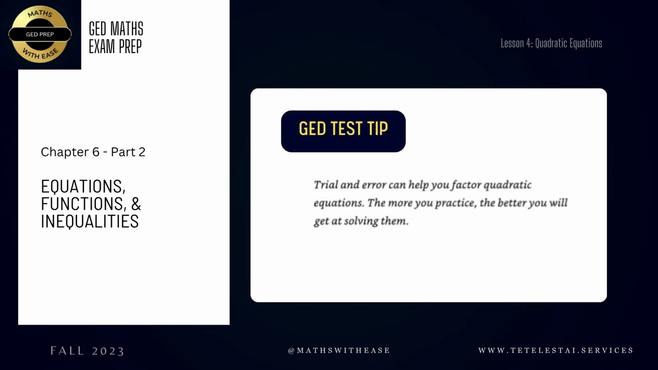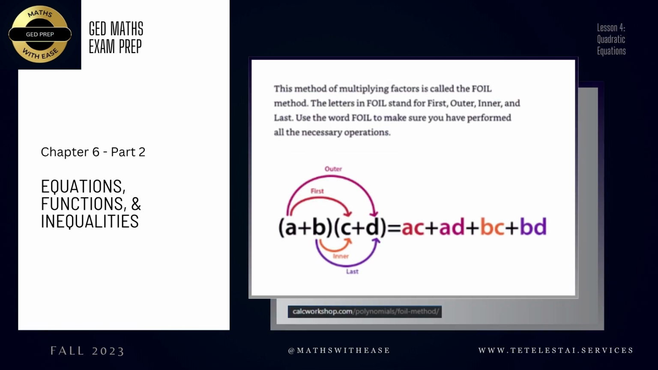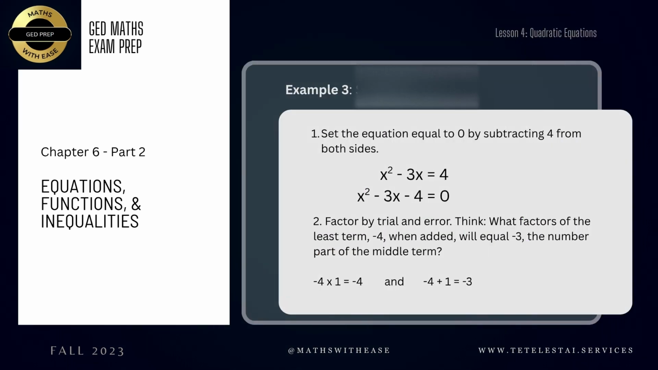Trial and error can help you factor quadratic equations. The more you practice, the better you will get at solving them. So it might seem like a bit of a process going through this, but I promise the more you practice, the easier it'll get, and you'll automatically know what you need to do once you've started with the first term and then move over to the outer. Basically, you're just playing a matching game and making sure that each of the terms in your two factors are multiplied together. This example is asking us to solve x squared minus 3x equals 4.